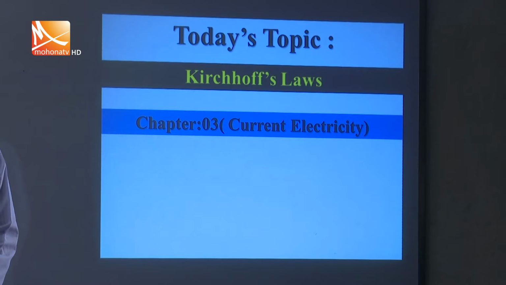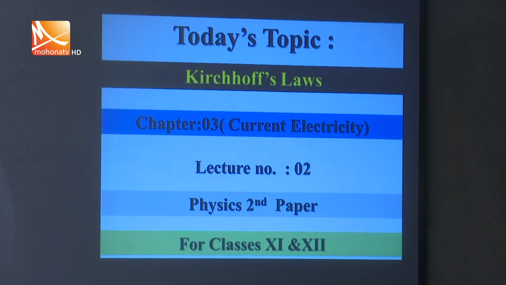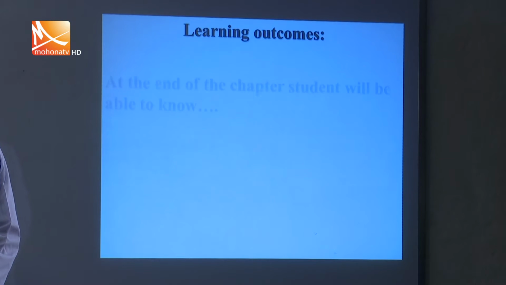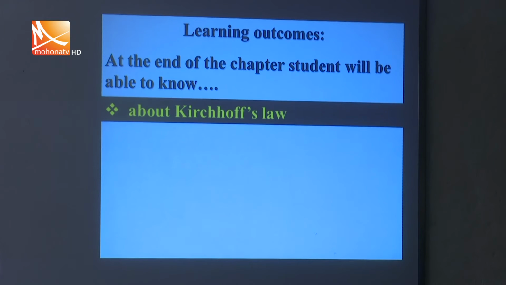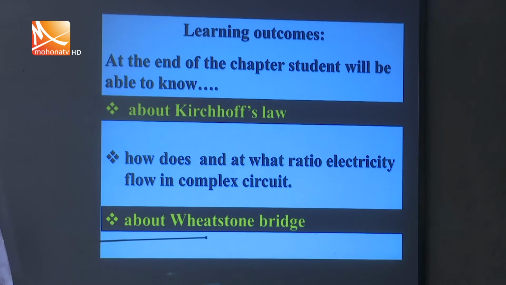Chapter 3, Current Electricity, lecture number 2, Physics Second Paper for class 11 and 12. So, my dear young learners, our today's topic is Kirchhoff's law. What are the learning outcomes of today's lecture? At the end of the chapter, the student will be able to know about Kirchhoff's law, how and at what ratio electricity flows in a complex circuit, and what the Wheatstone bridge is, and finally, they will be able to solve some mathematical problems that help them get a better result in the examination.